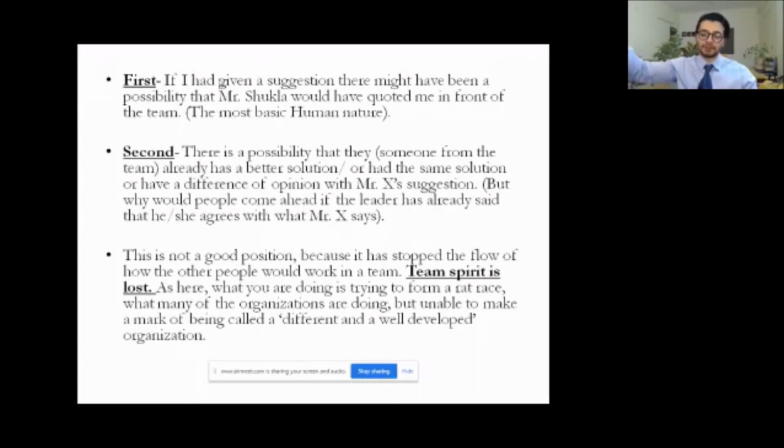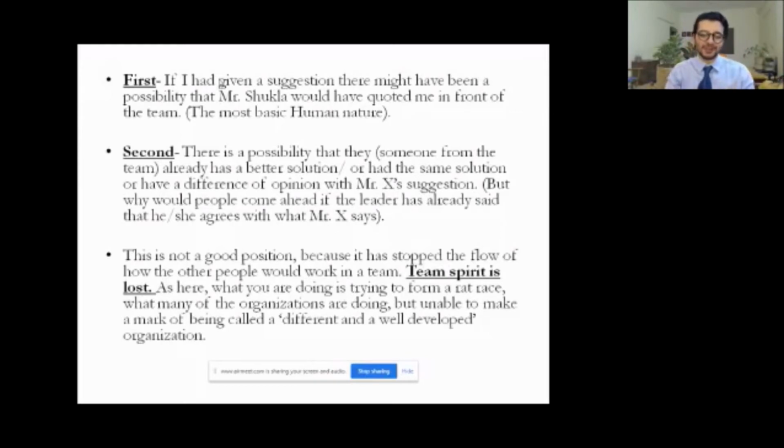Shukla, that is the leader, or probably any person who's credible at this given position, would have quoted me in front of the team. And I would have been feeling high. This is the most basic human nature. Everybody wants acknowledgement, even for things they have or have not done.